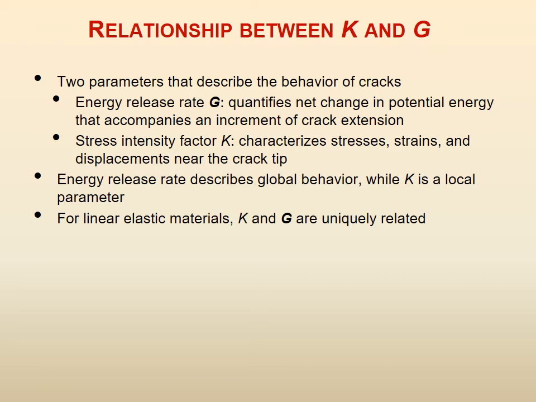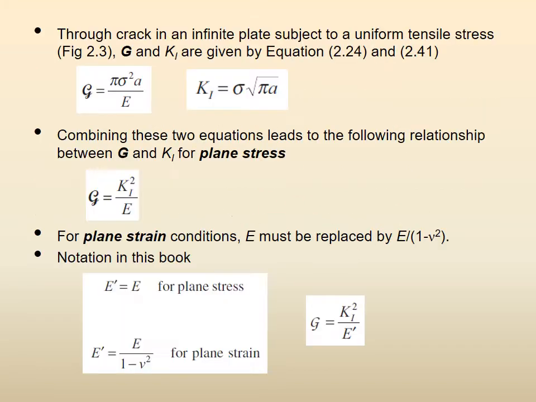The two parameters that describe the behavior of cracks: energy release rate G quantifies the net change in potential energy that accompanies an increment of the crack extension. Stress intensity factor K characterizes stresses, strains and displacements near the crack tip. The energy release rate describes the global behavior, while K is a local parameter. For linear elastic materials, K and G are uniquely related.